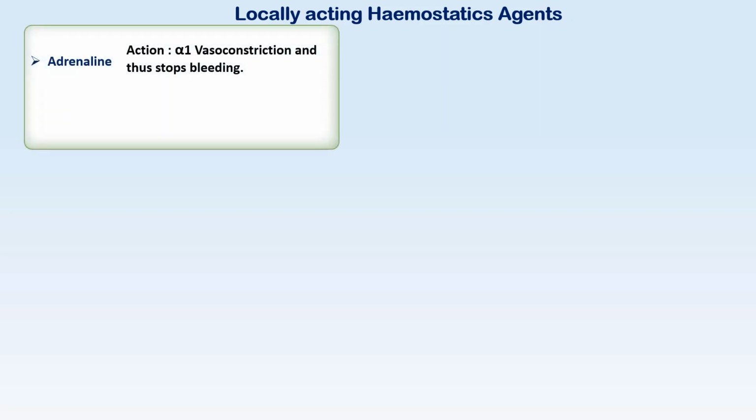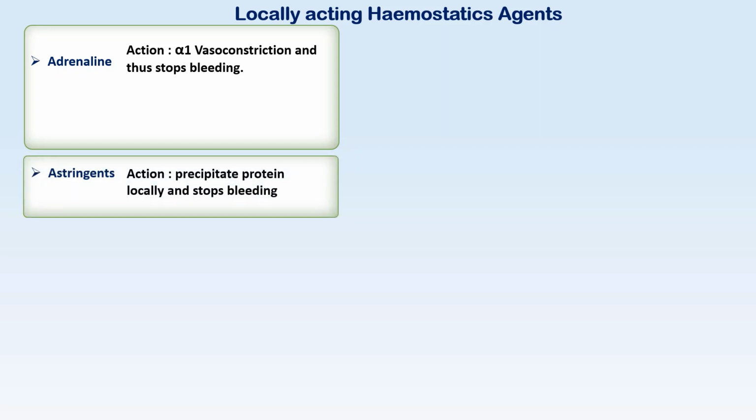Now let us discuss about the locally acting agents. So first let us see the mode of action of these agents, that is how they promote coagulation. So first of all, about the adrenaline, it promotes coagulation by vasoconstriction on the alpha-1 receptor, whereas these astringents control capillary oozing by precipitating protein locally.